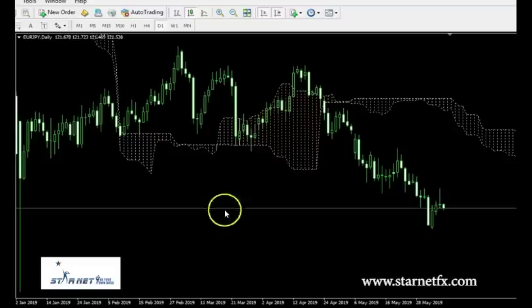So we're back on the charts, and this time we're on the euro-yen. I just wanted a cleaner example so this will be easy to see for you. But we got the cloud on. Now we're going to go ahead and add those two other pieces to see how they cross each other and how we determine where our entries are going to be.